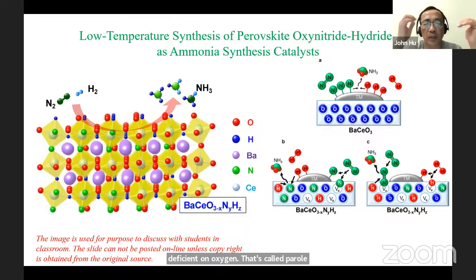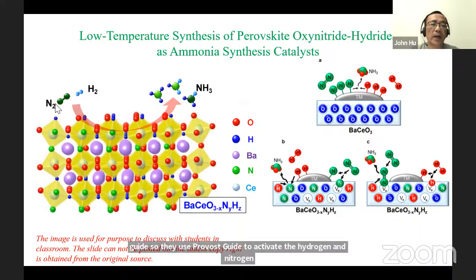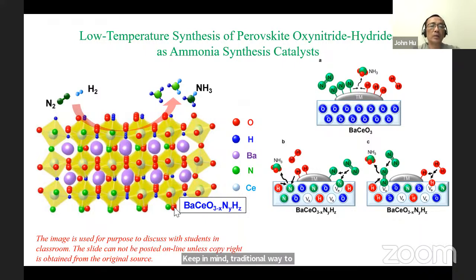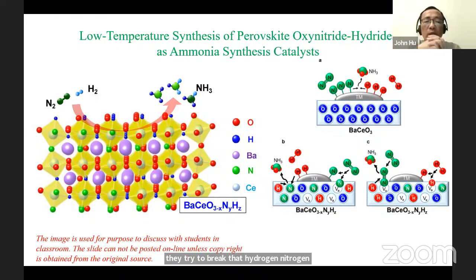So they use Provost's guide to activate the hydrogen and nitrogen. Keep in mind, the traditional way to make ammonia uses a high temperature, high pressure catalyst in one high pressure vessel. They let the nitrogen and hydrogen see each other, and then subject them to equilibrium. So the whole industry, or the research field, they try to break that hydrogen-nitrogen bond. They want to pre-activate nitrogen and hydrogen by all means. What does it mean? You can use a plasma, you can use a material.